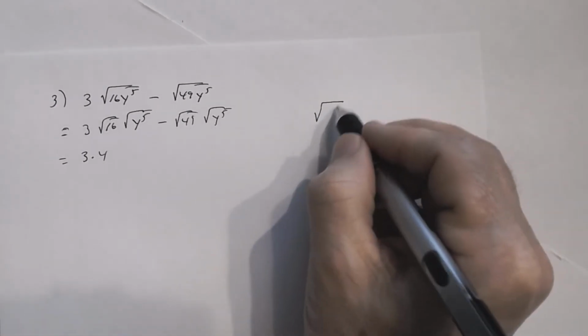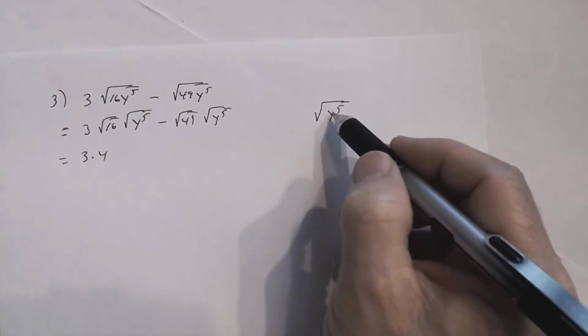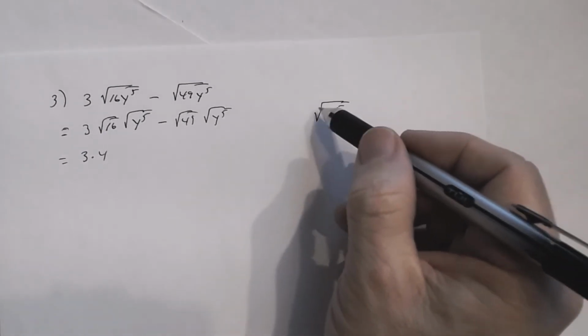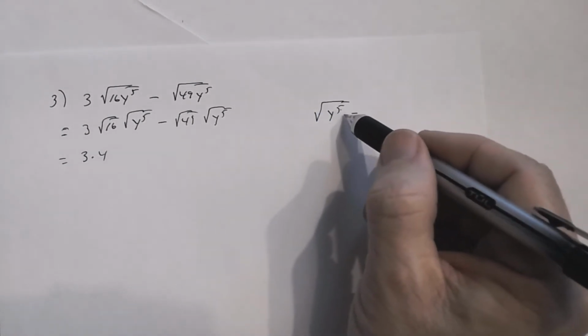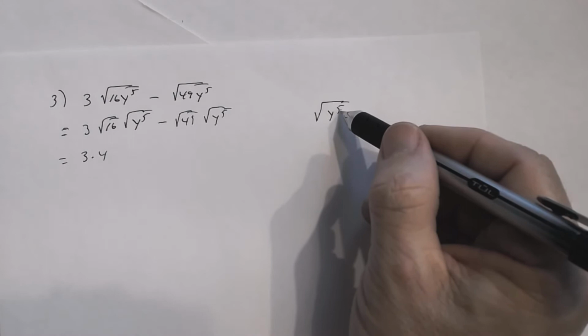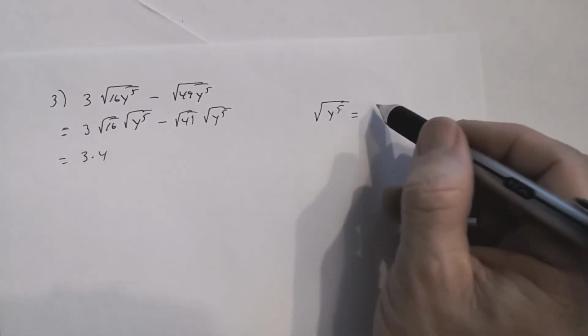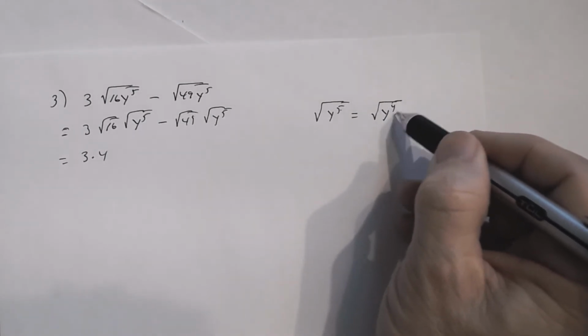Let's go off to the side, square root of y to the 5th. So we're trying to simplify this radical. I know I can simplify this because the exponent is greater than or equal to 2. Remember we said, since this is odd, what's the largest whole number less than 5 that's even? So the answer is 4. So you say y to the 4th times y.